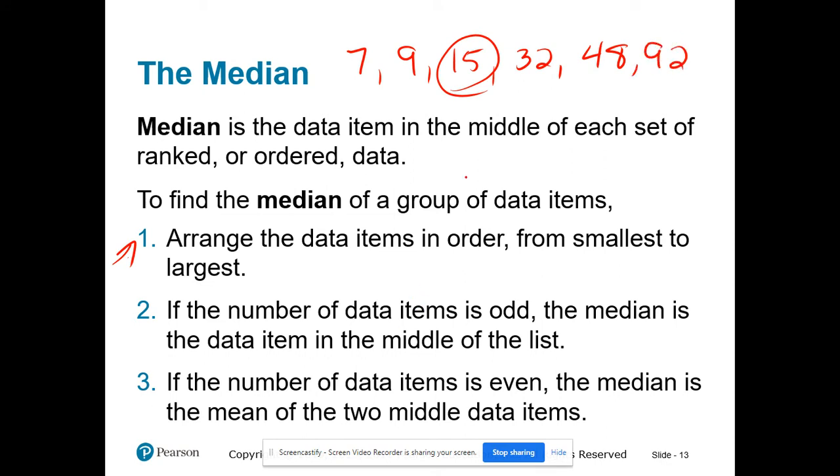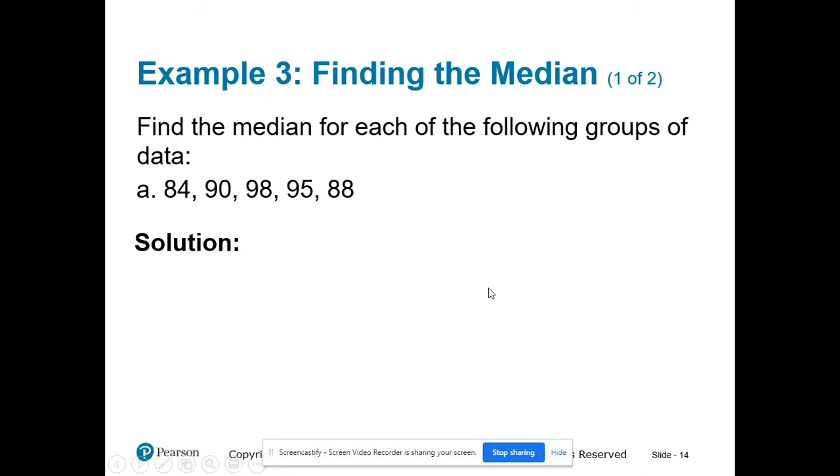But what happens if I have 6 numbers? Now, instead of the middle number being 15, is it 15? Is it 32? What do we have to do? To find the middle number, we have to go halfway between 15 and 32. The way we do that is we add these up and divide by 2. Let's do some examples.